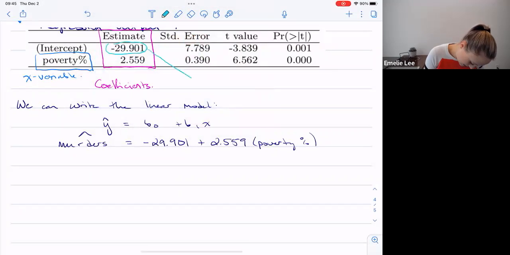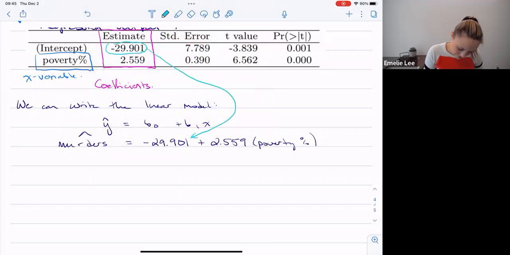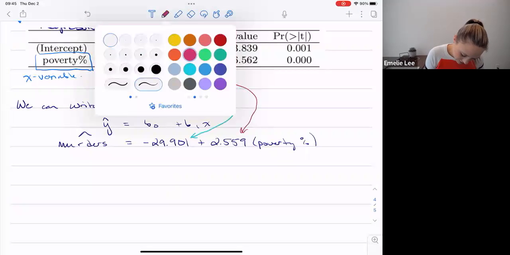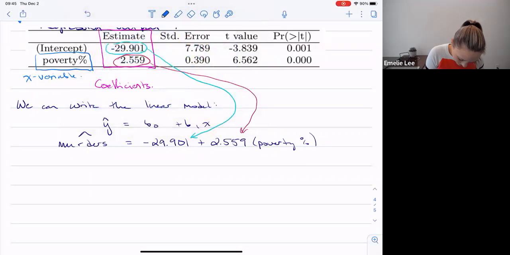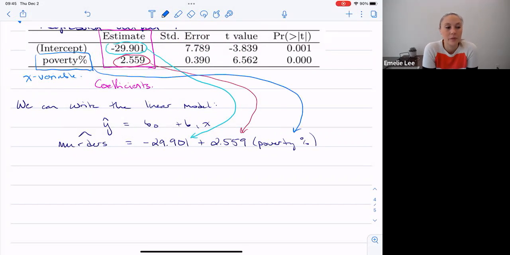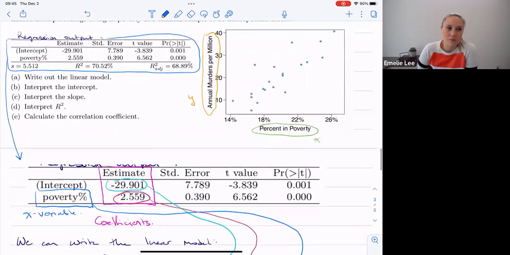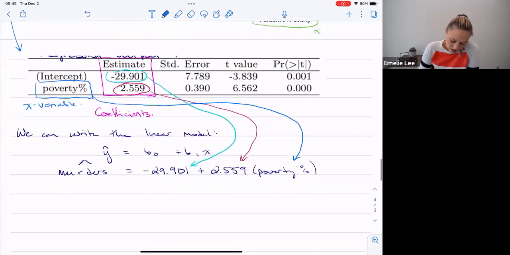Take this, put it there, put her there. And then I take this and I put that there. And then going back to my usual colors, I take this, put it there. So now I can use this to predict the murders, the annual murders per million, using some poverty percentage.